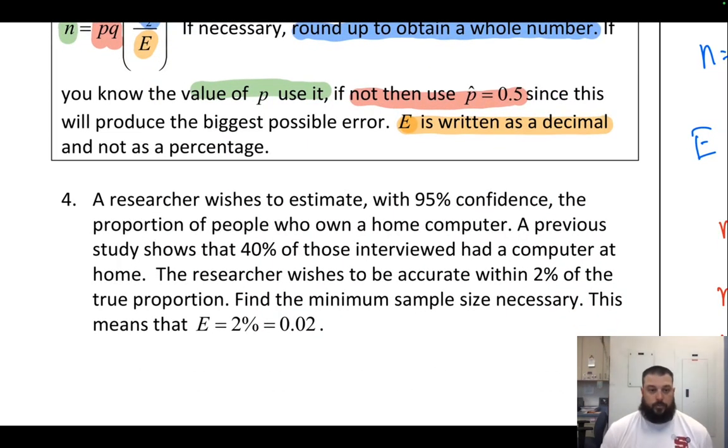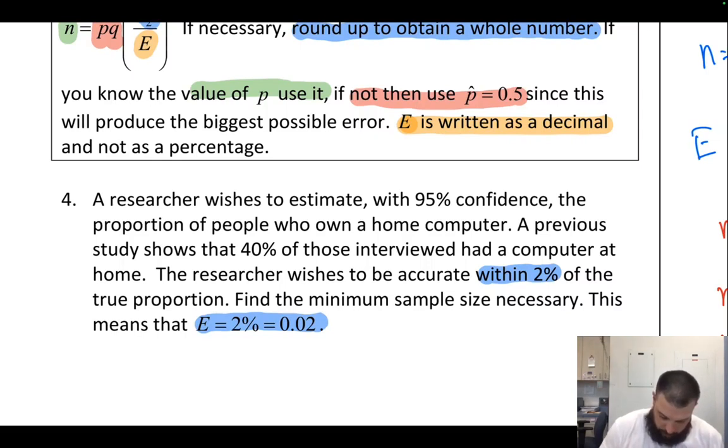So let's look at 4. So a researcher wishes to estimate with 95% confidence the proportion of people who own a home computer. Previous study shows that 40% of those interviewed had a computer at home. Researcher wishes to be accurate within 2% of the true proportion. Find the minimum sample size necessary. And so we are given this information within 2%. That's our margin of error. Remember we talked about the polling within plus or minus 3. Well, that's our 2%. And then it's converted to a decimal there.